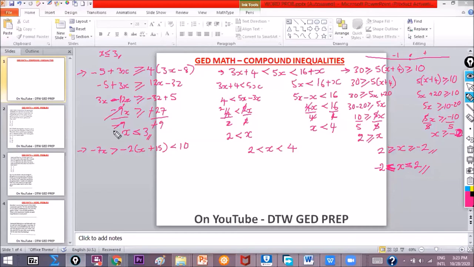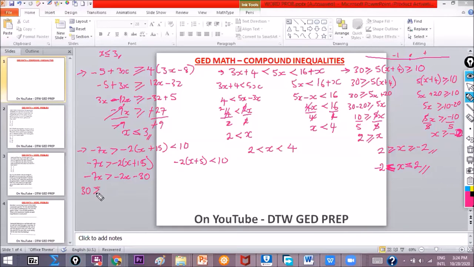Okay, so let's do this together, then you will learn how to do the signs. Here we have a negative 7x greater than minus 2 bracket x plus 15, less than 10. Let's open up this bracket: minus 2 times x will give us minus 2x, and minus 2 times plus 15 will give us minus 30. Let's take 30 to this side, so we have a positive 30.